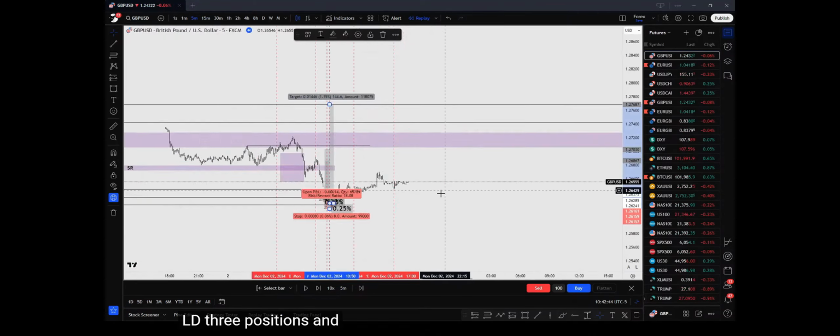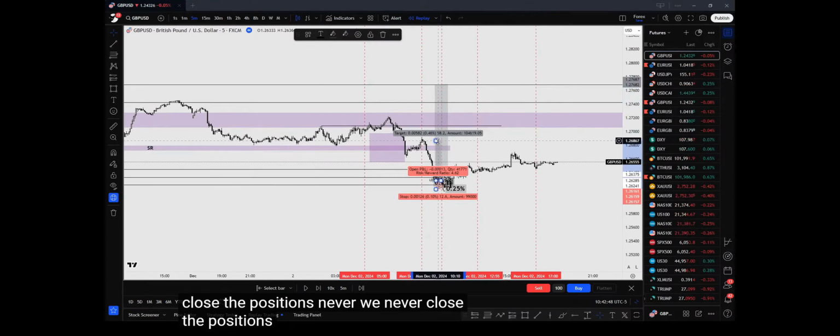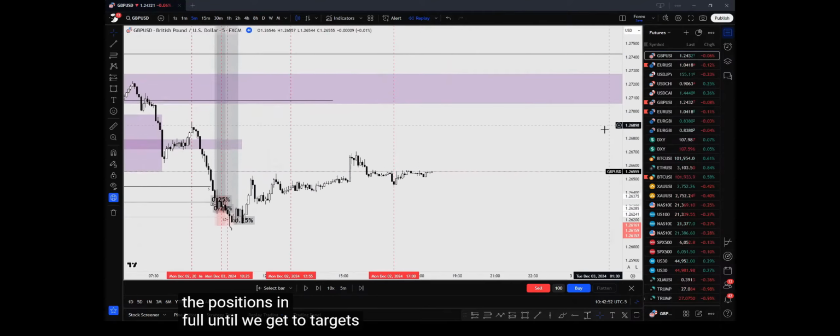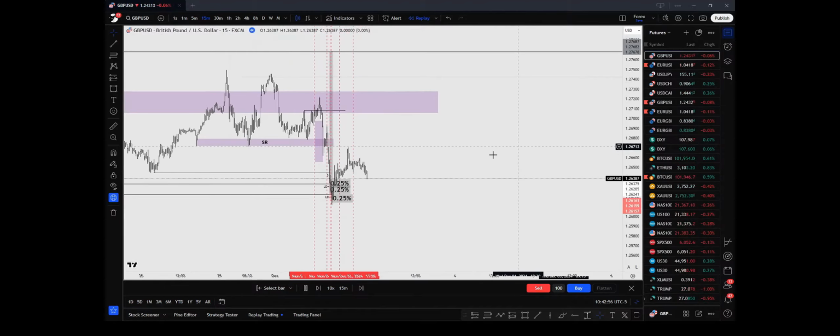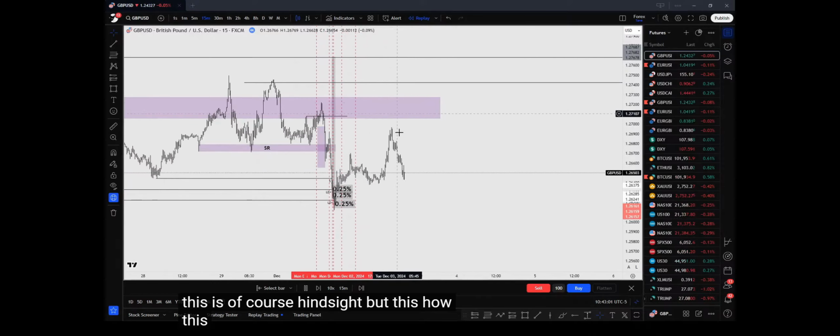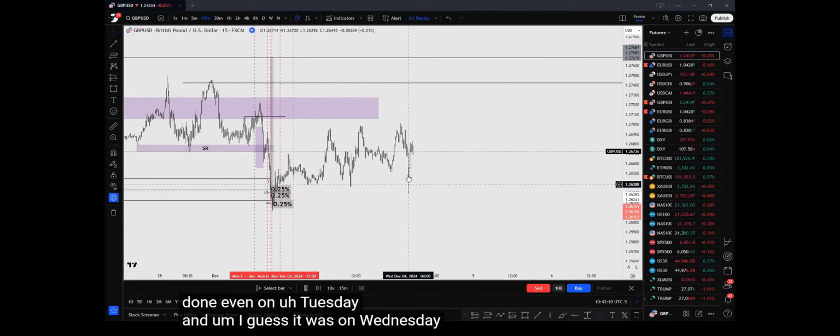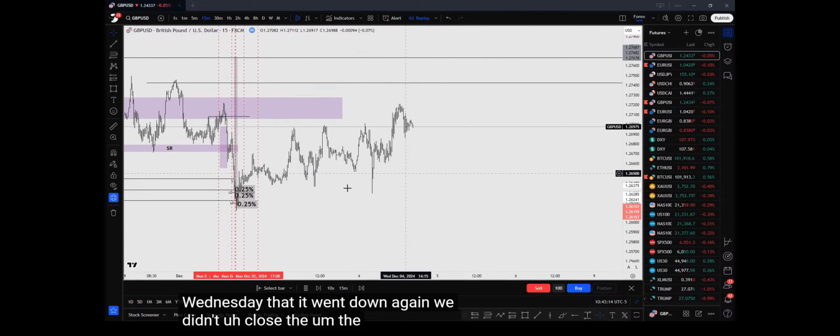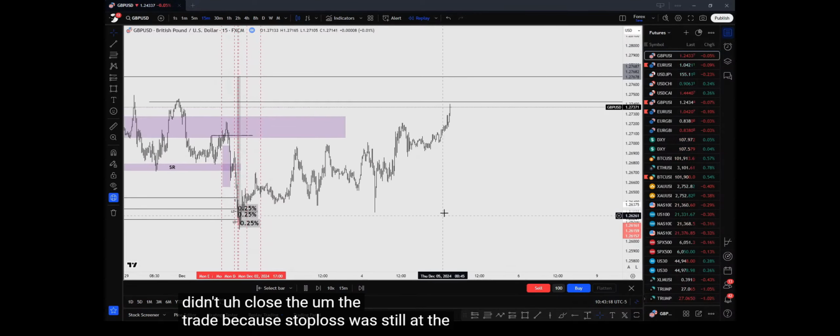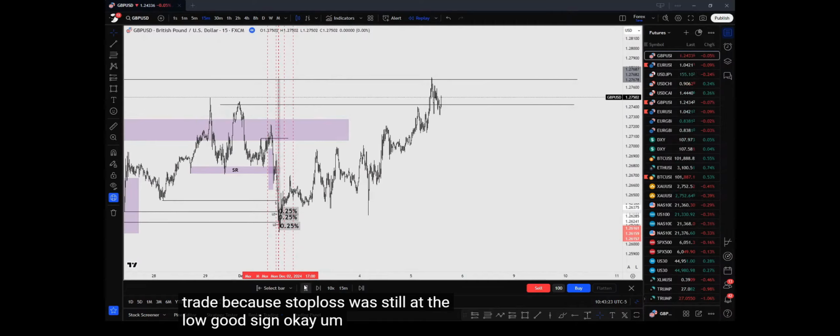3 positions, and we don't fully close the positions. We never close the positions in full until we get to the targets. This is of course hindsight, but this is how the trade was actually done. Even on Tuesday, and I guess on Wednesday, when we went down again, we didn't close the trade because the stop loss was still at the low. Good sign. Okay, target was hit.